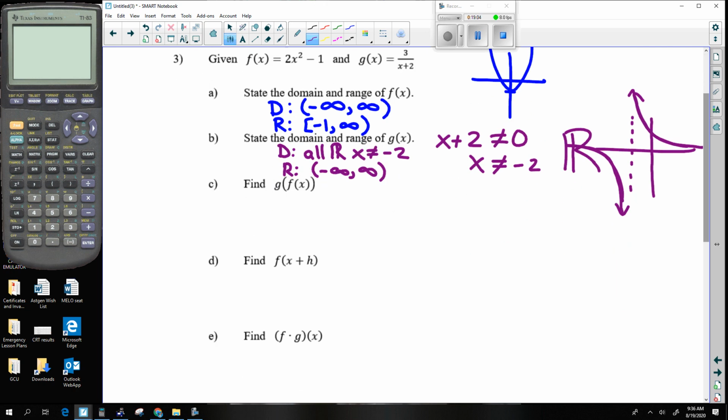Next, find g of f of x. So g is the big equation, so 3 over x plus 2, and the f is inside that. So that's 2x squared minus 1. So I don't think this is really anything good. So 3 over 2x squared plus 1 is what it is.